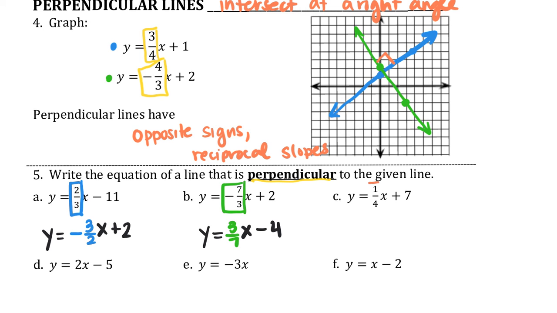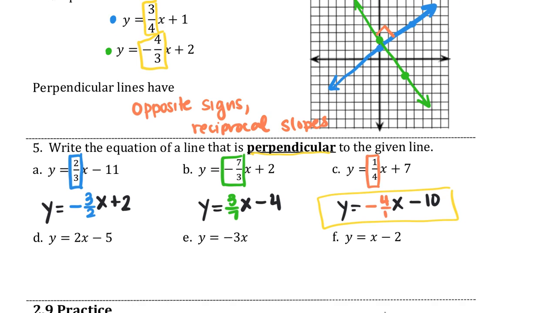Let's keep going. Okay, this is positive 1 over 4. Since perpendicular, I got to make everything opposite. So since it's positive, negative. Since it's 1 over 4, 4 over 1. Any number I want at the end. Okay, you could also make it negative 4x minus 10. You don't need the over 1, but I like the over 1.